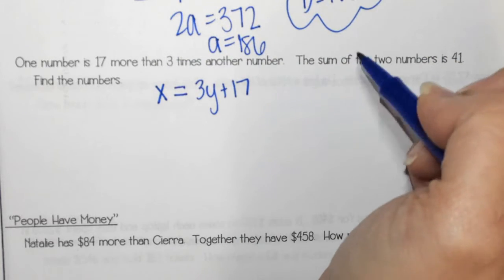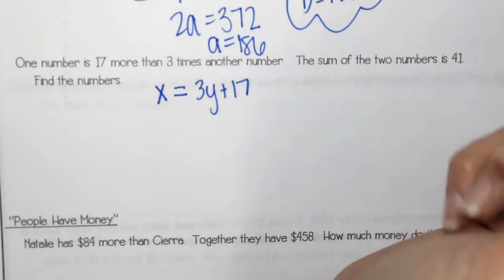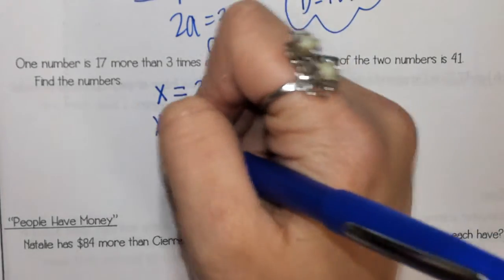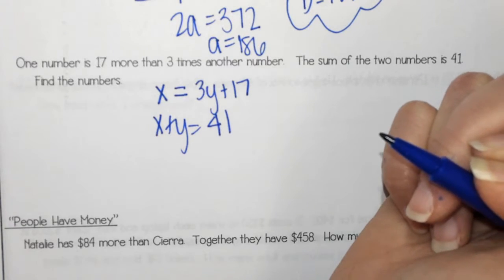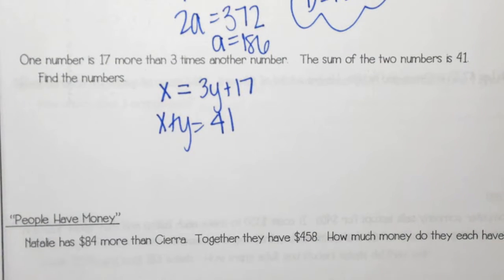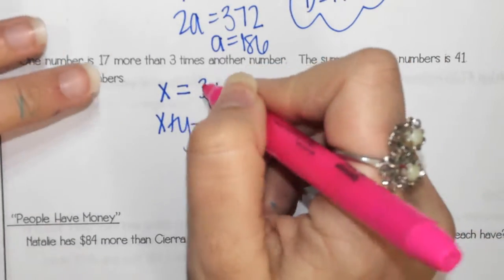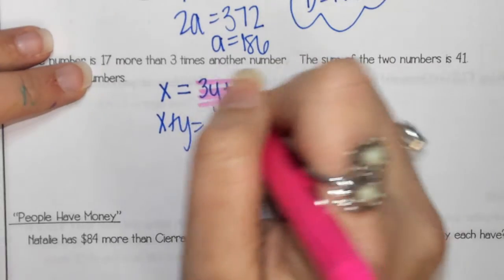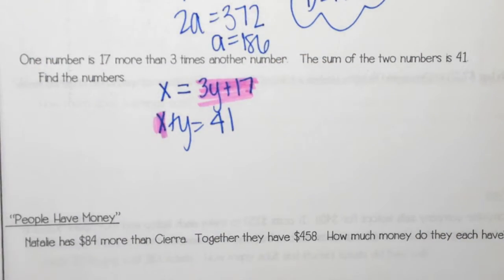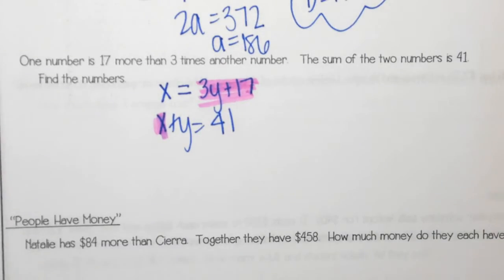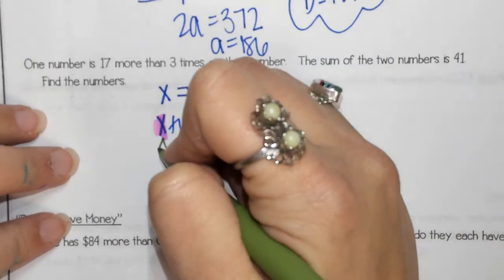Alright, and then it says the sum of 2 numbers is 41. So what would I do with x and y? Would we use elimination or substitution this time? Alright, do it. For those of us still a little confused on substitution, x is 3y plus 17, so what are we going to replace x with? 3y plus 17. So it just goes right here.